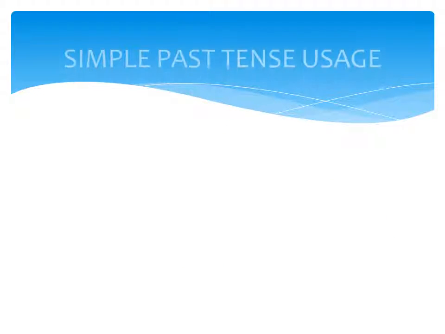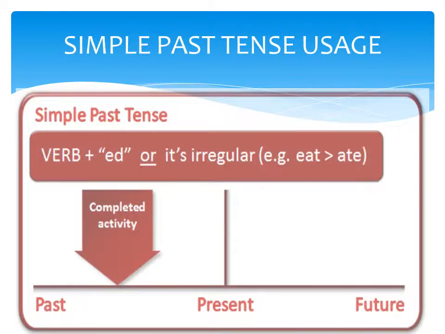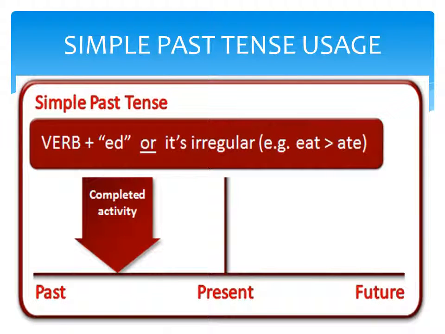The simple past tense in English describes an action that was completed in the past. As you can see in this timeline, the activity began and finished in the past.